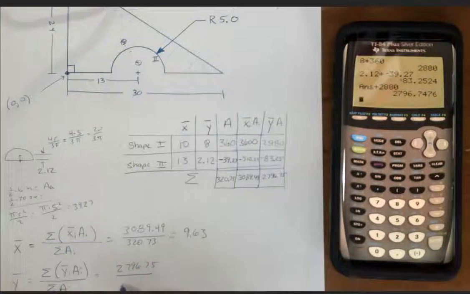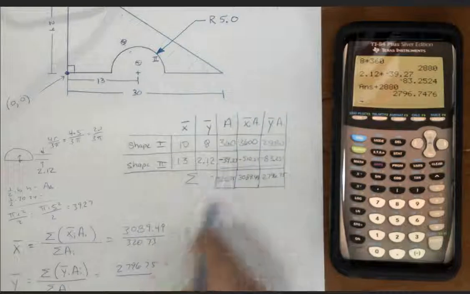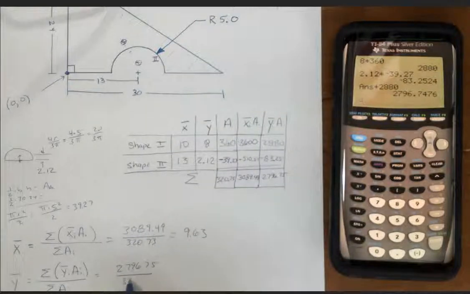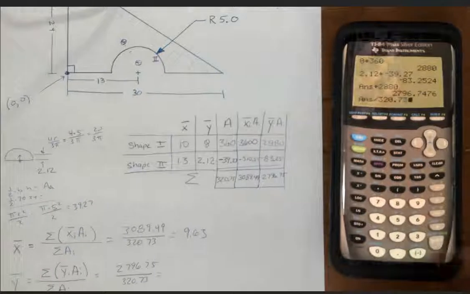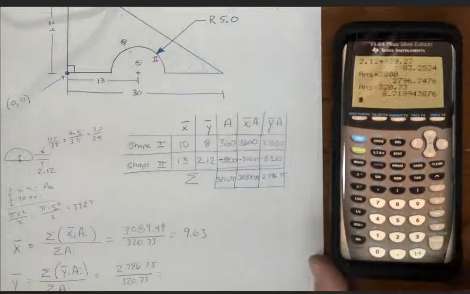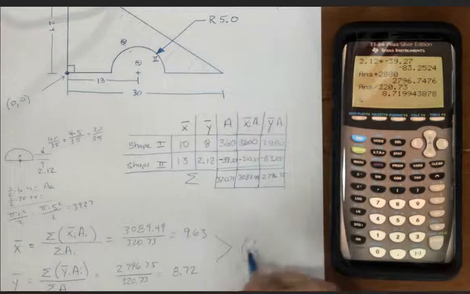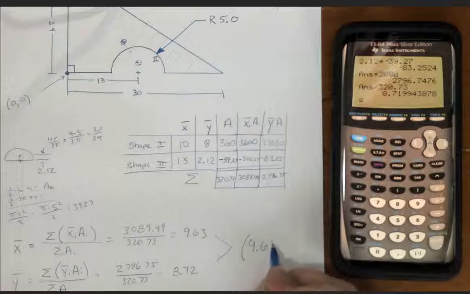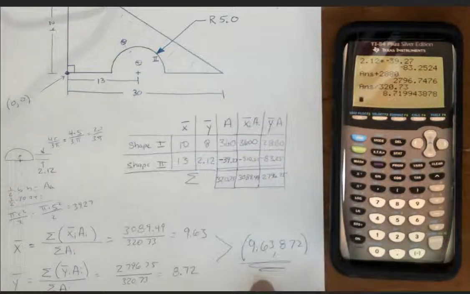Okay, so 2796.75 divided by the same total area, 320.73. And I get 8.72. So that is my coordinate, 9.63 and 8.72. That is the location of the center of mass.